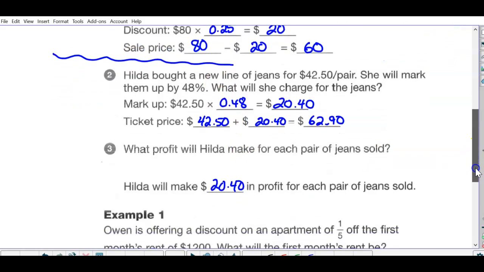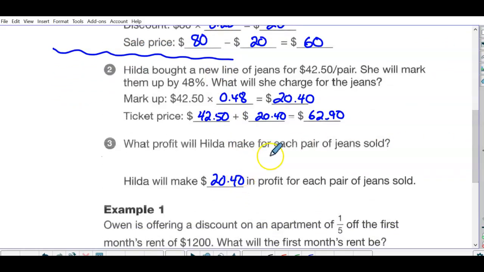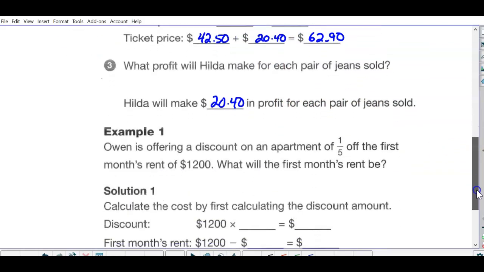Okay. Now, is that profit? Well, of that markup, because she had to pay the $42.50, she also has to pay employees. She has to pay rent for her store. She has to pay utilities. She has to pay banking fees, all that kind of stuff, like supplies. So that's why most stores have a markup of 100%.